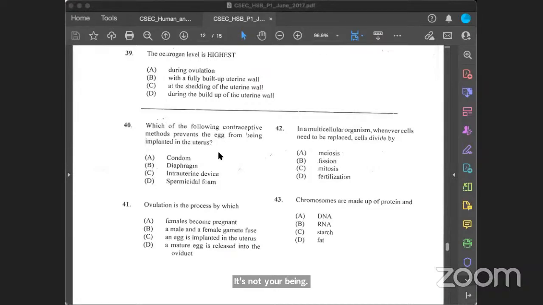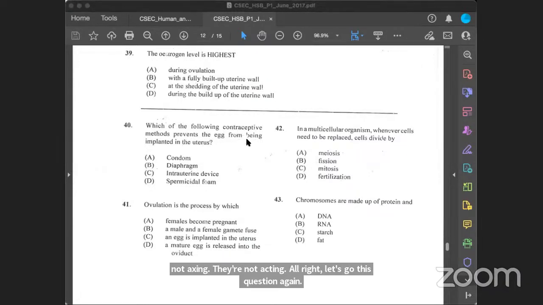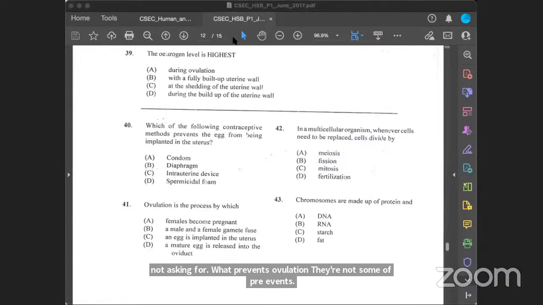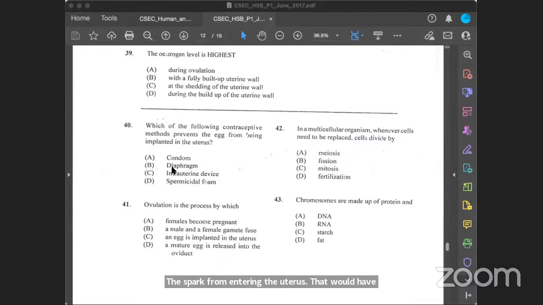All right, let's go to this question again. Which of the following contraceptive methods prevents the egg from being implanted in the uterus? They're not asking for what prevents ovulation. They're not asking what prevents the sperm from entering the uterus. That would have been A or B. So A and B are out. So your next best answer is your intrauterine device.